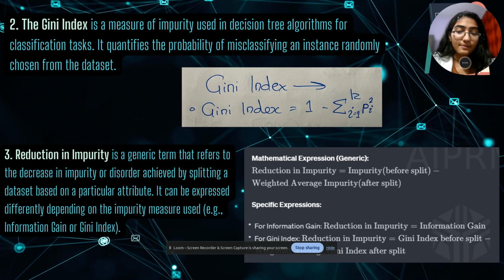So the mathematical expression for reduction in impurity will be impurity before split minus weighted average impurity after split. The specific expression for information gain will be reduction in impurity, for information gain before split minus information gain after split. And likewise for Gini index before split and Gini index after split.